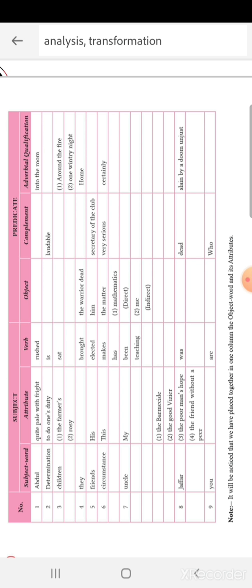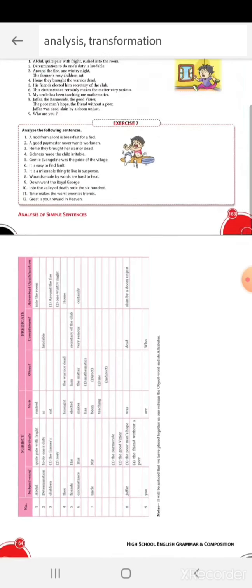so him is the object. And secretary of the club: what was he elected? He was elected actually as secretary of the club. So secretary of the club is qualifying the object him, so it is an object complement. So this is how you can read the rest of the examples, and you can also do exercises.